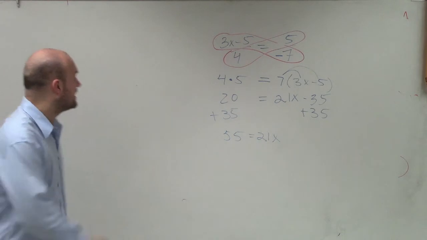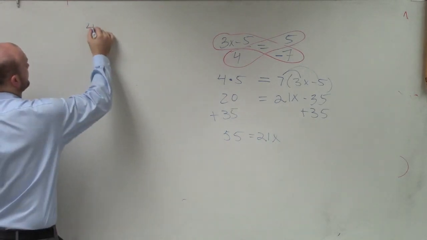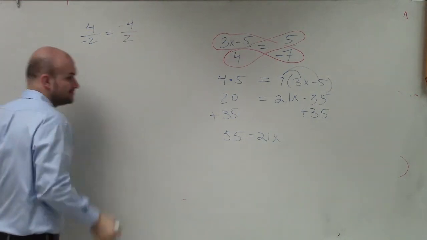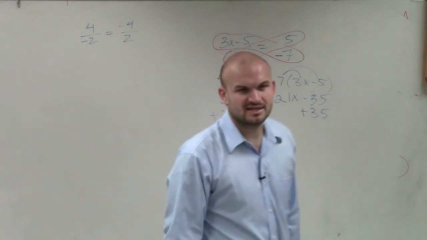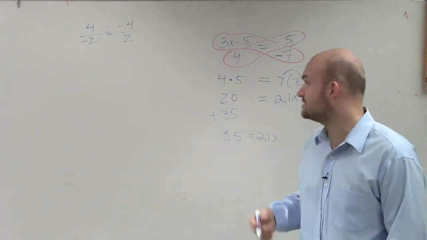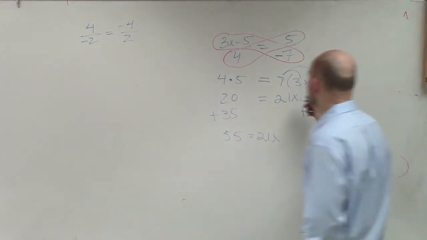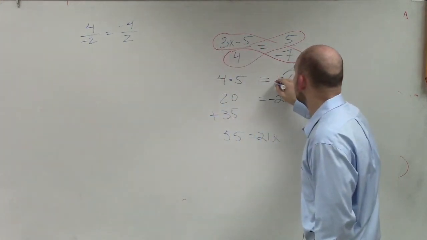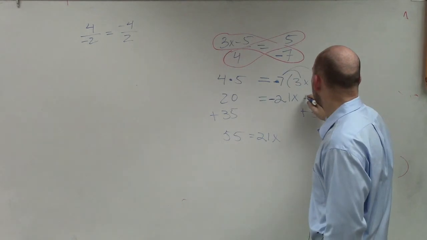OK? And again, guys, 4 divided by negative 2 is equal to negative 4 over 2. Correct? Is that the same answer? Yeah, so it doesn't matter. Sorry, when I circled them, I lost the negative sign. So that's going to change our answer a little bit. If that's a negative, then that will be a positive 35.